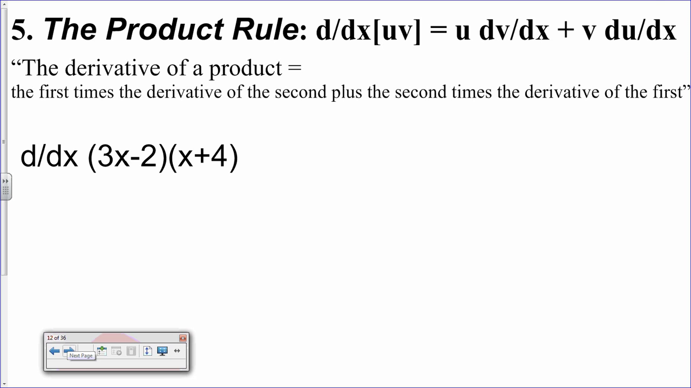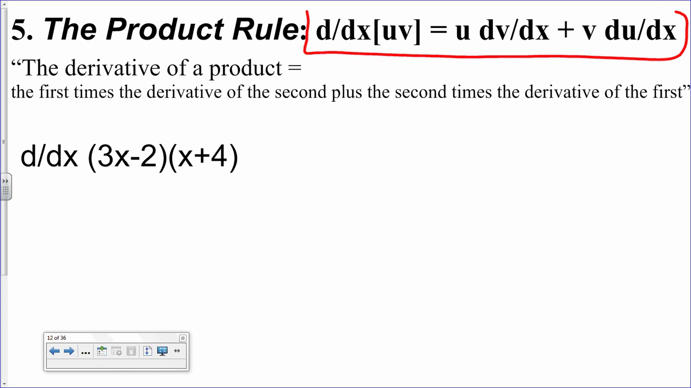This is what the actual rule says. To find the derivative of a product where one of the factors is u and the other factor is v, you take the first factor, you multiply it by the derivative of the second factor. dv dx would be the derivative of v, so derivative of the second, plus the second factor times the derivative of the first. You just have to say it in words to yourself, and we're going to say it together a couple times. The first times the derivative of the second plus the second times the derivative of the first.